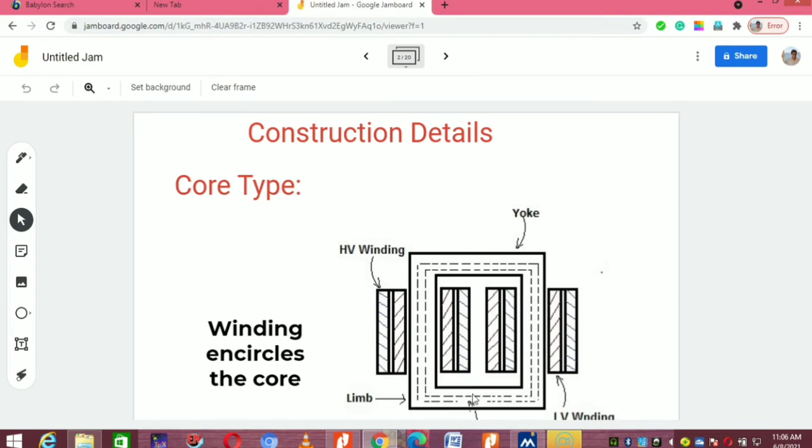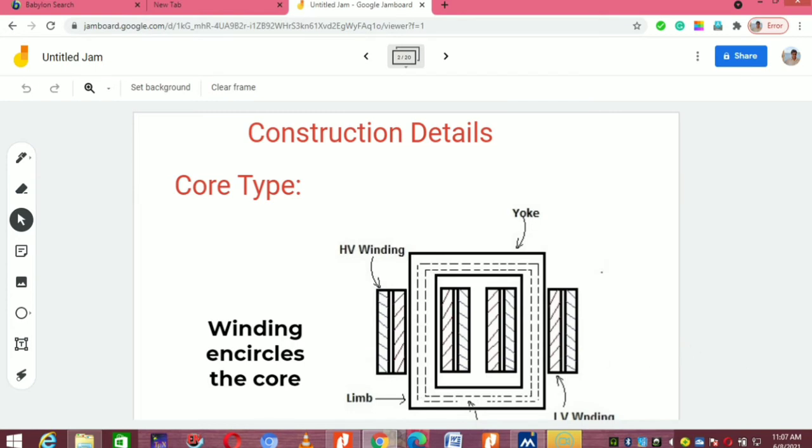Any transformer, we know the core is made up of laminations and it has a yoke and the horizontal part is the yoke. Next it has the limb, the vertical part is the limb or leg. These dotted lines represent the mutual flux linking both LV and HV winding.